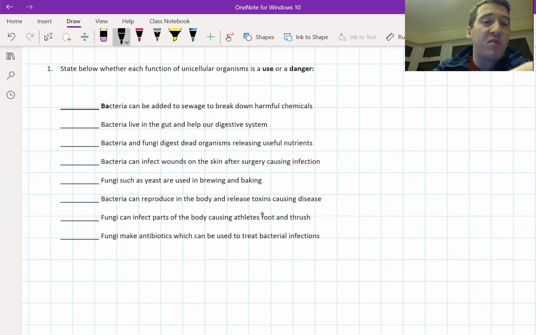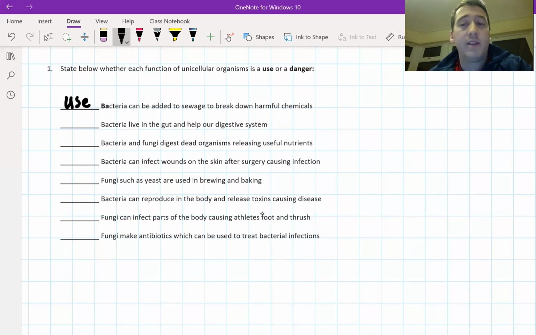Well, I think that sounds pretty cool. It gets rid of wastes. It gets rid of dangerous, harmful chemicals. I'd say that's a use. That's a way we can use microorganisms. Okay, so in the same way, you're going to either say use or danger for each one of these. So I want you to pause the video and do that now, please.